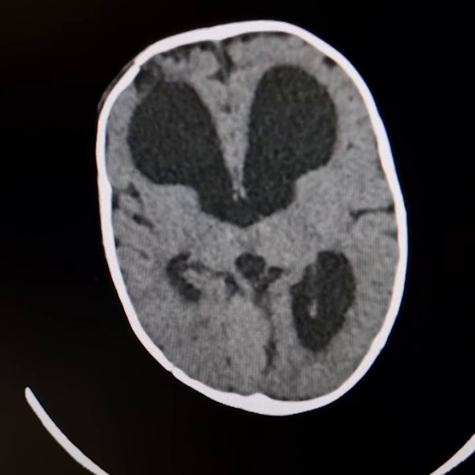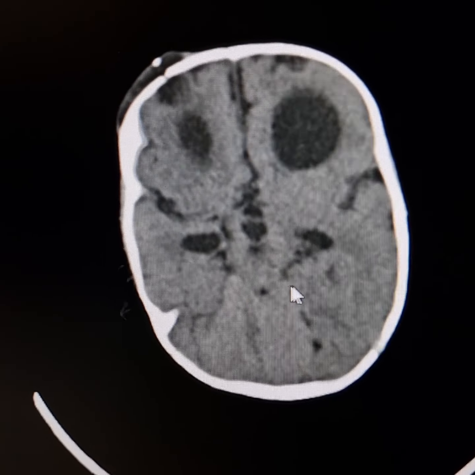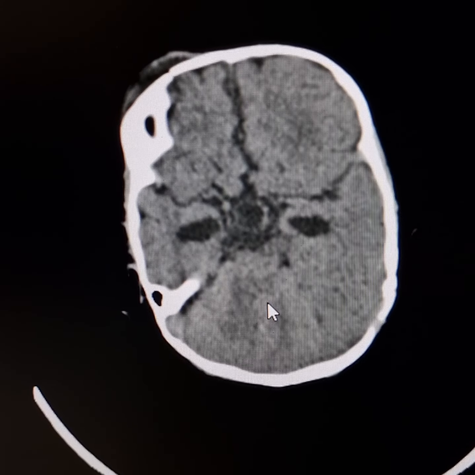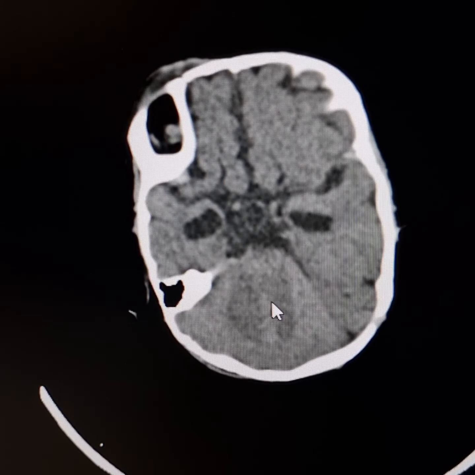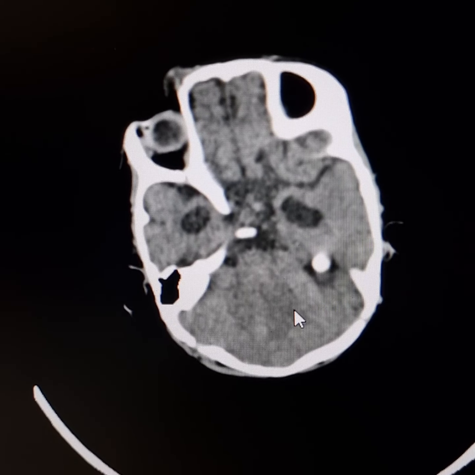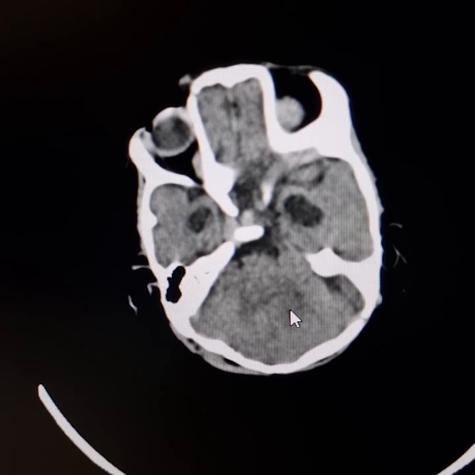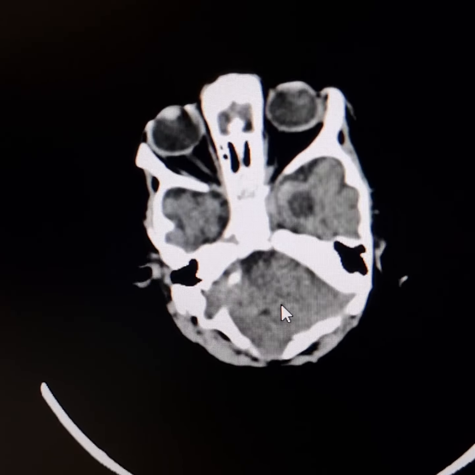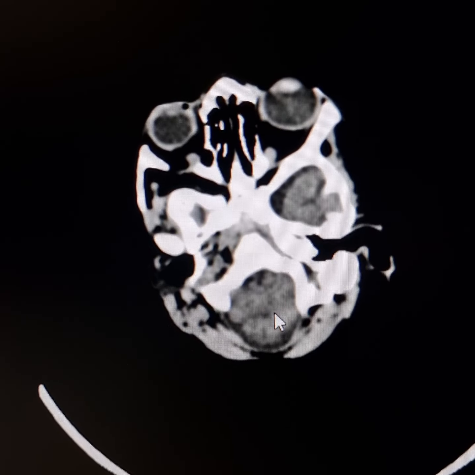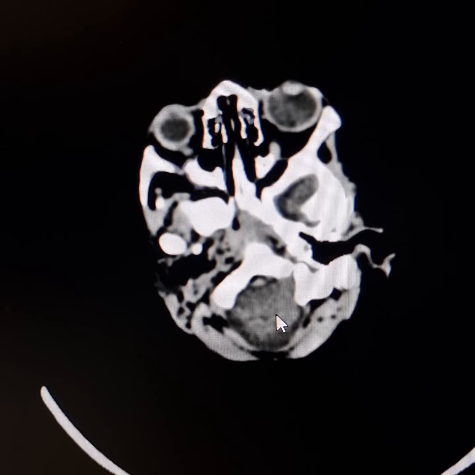Now when I trace it down, this is the aqueduct which is slightly dilated. Fourth ventricle is squeezed and is not visible. The patient had meningocele for which the patient was operated upon. Now please see this herniation of cerebellar tonsils into the upper part of the cervical spinal canal.